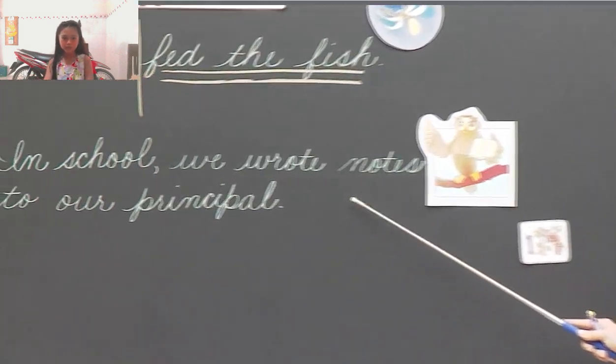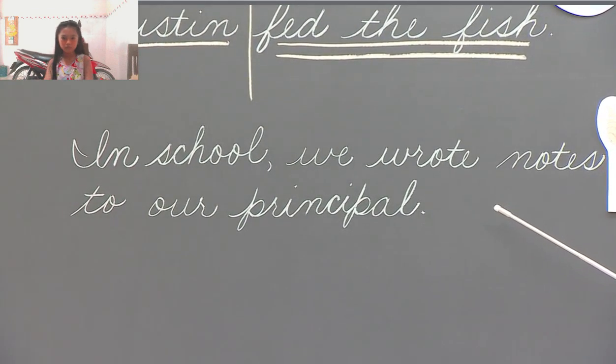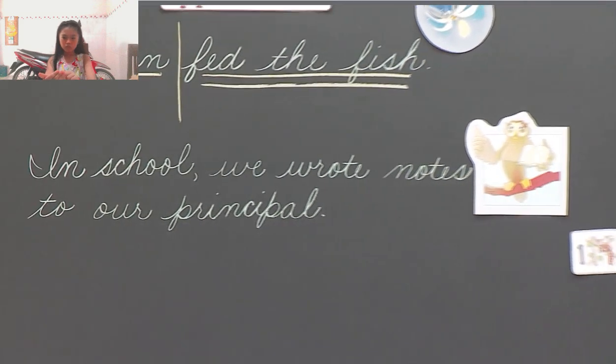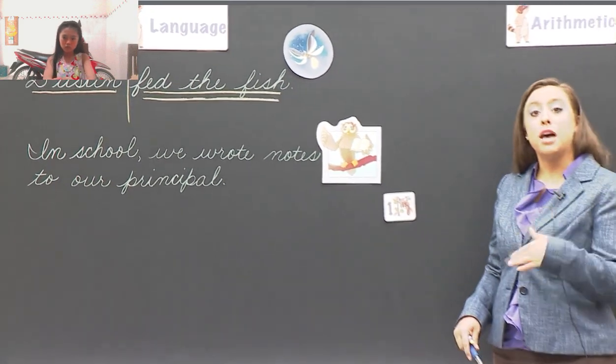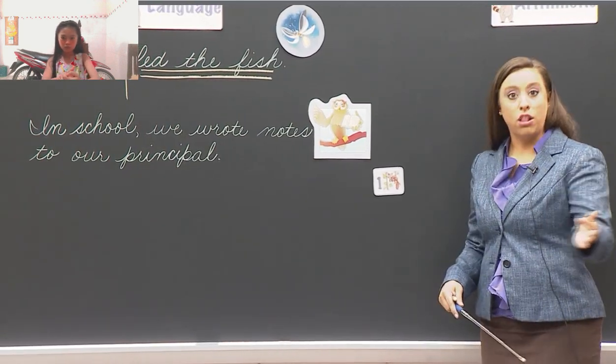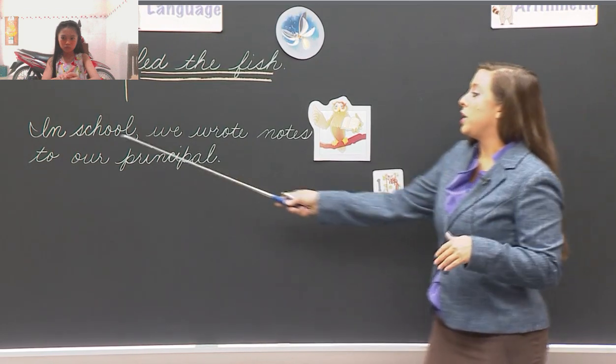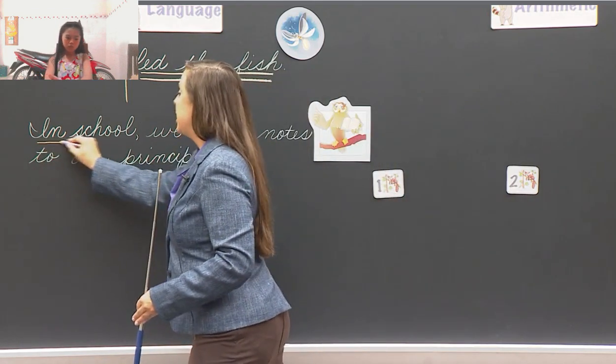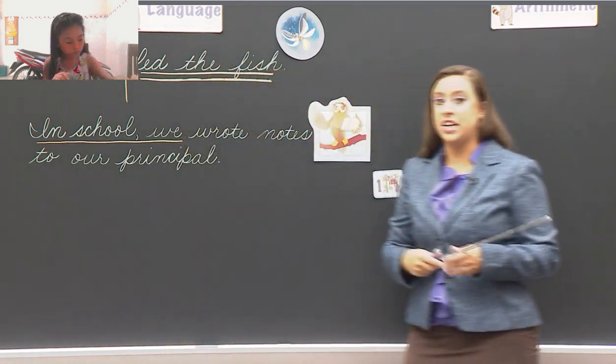Read this sentence, Carson. In school, we wrote notes to a principal. Now, who or what is this sentence about? Who is doing the action? Anna? We are doing that action. That is the subject. Now, the subject part of this sentence includes more than just the word we. It includes all of the words up until the word we. So, in school, we. That's the beginning part. All of this is part of my subject part of my sentence.